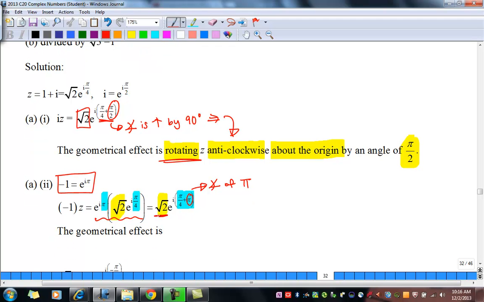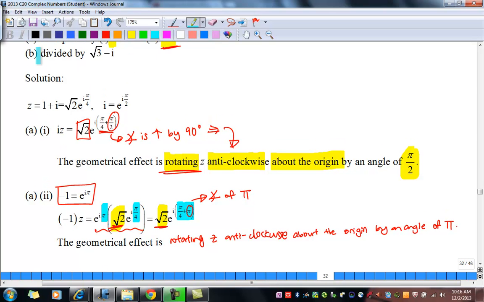And again, the modulus is unchanged, so it is a pure rotation of z. Again, it is in the same direction because it's still an addition. So it's anti-clockwise about the origin by an angle of pi. That was easy enough.